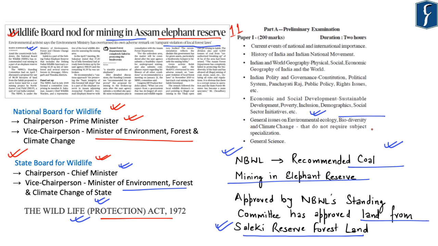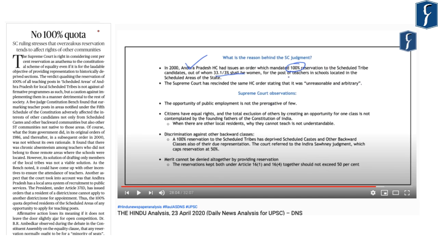Thus, this article becomes important primarily from our prelims perspective, and in this regard, you should know that the National Board for Wildlife is chaired by the Prime Minister and the State Board for Wildlife is chaired by the Chief Minister. Now, the next news appears in the editorial section on page number 6.